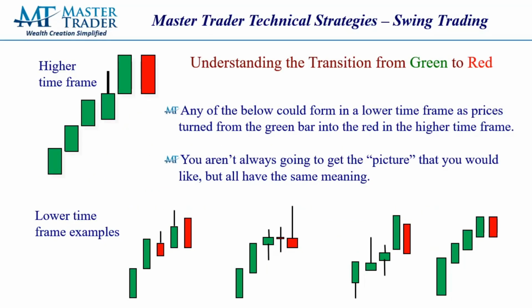Let's understand transitions. There are transitions in a higher time frame that are seen in a smaller time frame. In the upper left there, we're looking at what would be the higher time frame. And in the smaller examples, we're looking at what would be the transitions from that green bar into the red bar. And that can happen in many different ways.